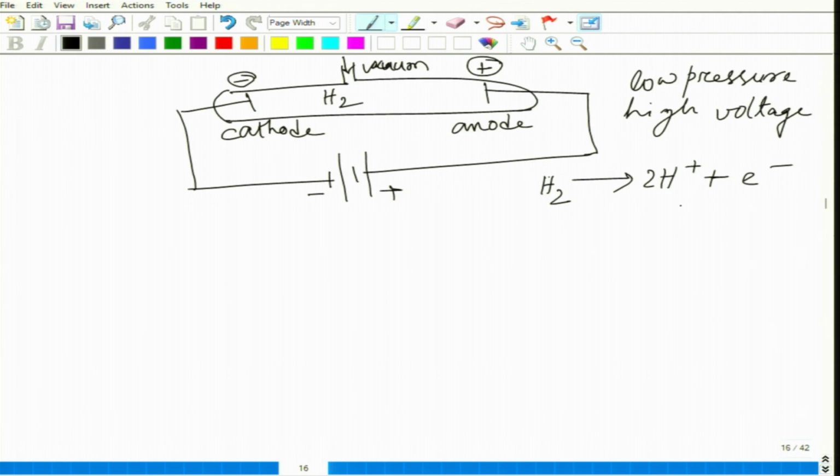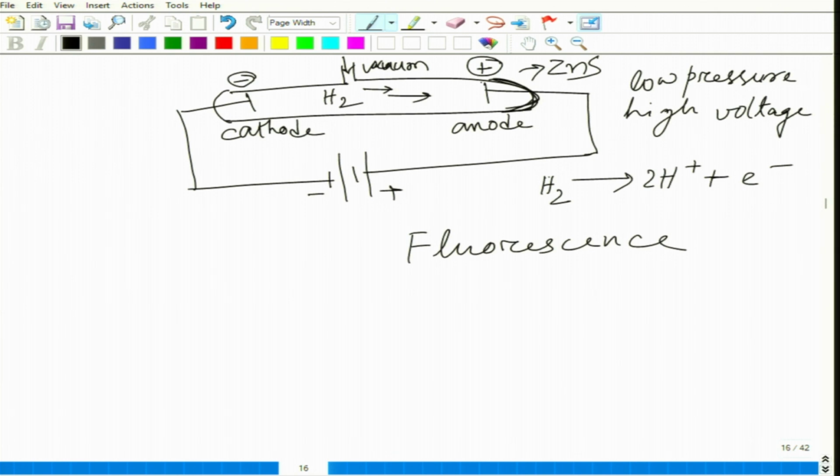At that time, what happened? They saw that some negatively charged particles were released which moved towards the positive electrode, and the glass wall behind this electrode was coated with a fluorescent substance, that is zinc sulfide, and when the negatively charged particles hit the zinc sulfide wall, fluorescence was observed.